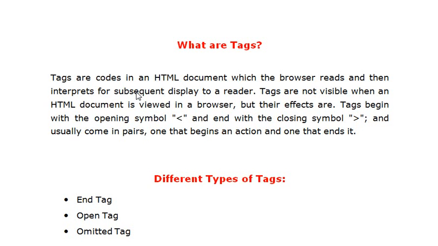Tags are not displayed when an HTML document is viewed in a browser, but their effects are viewed. Means, let us suppose if we want to see something bold or italic, then we use the bold and italic tags. When we see the output, the bold and italic tags are not shown, but only their effects are shown in the output.